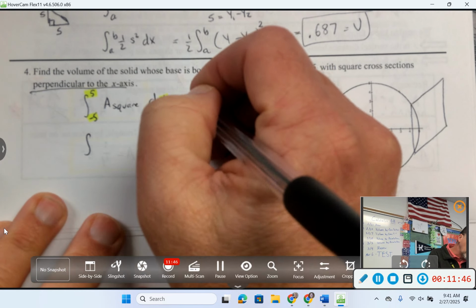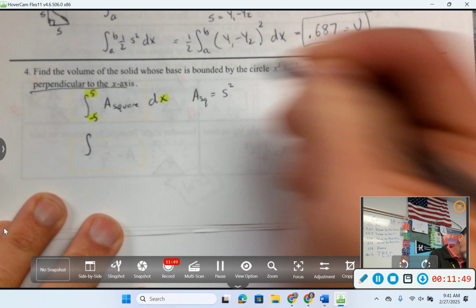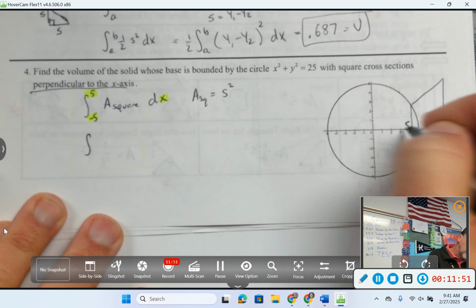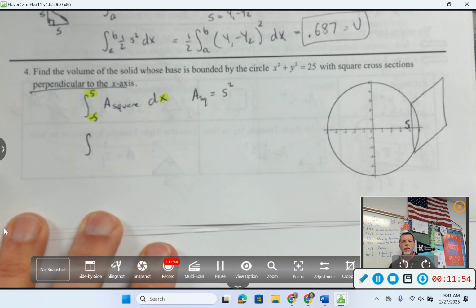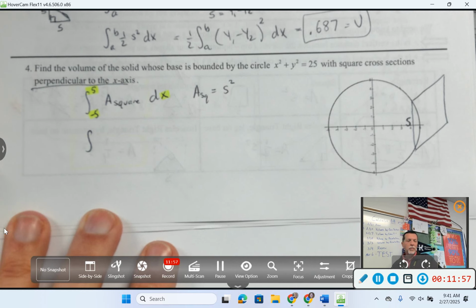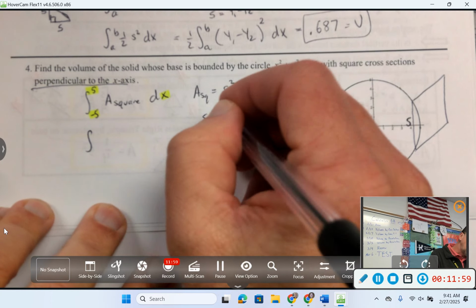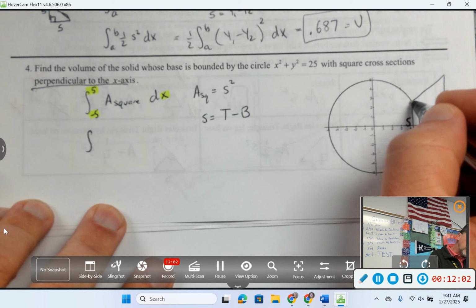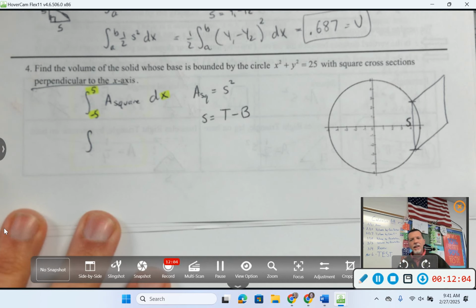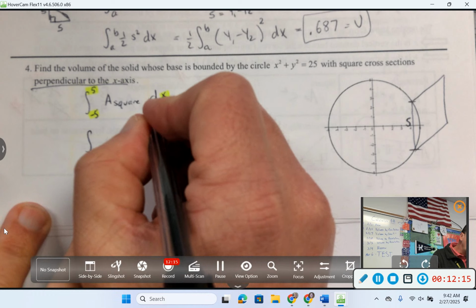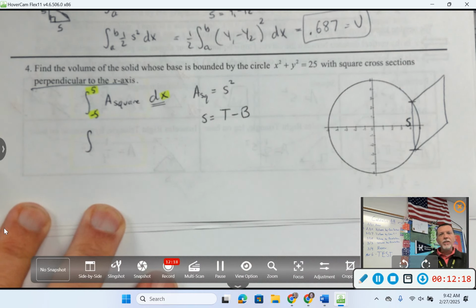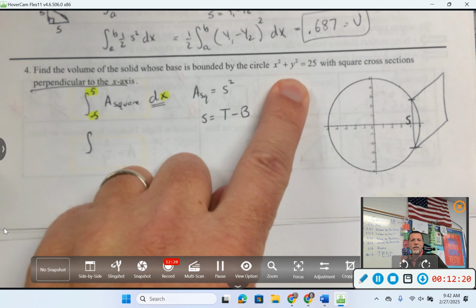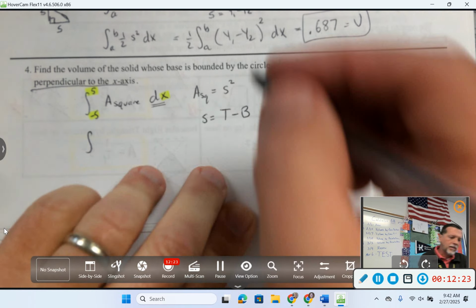Okay, I know what the area of a square is. That's side squared, where there's my S. But the reason this problem is on here: S is top minus bottom, but that's like one equation. The top and the bottom are the same equation. So something weird is going on here. If I'm doing a dx problem, I need an equation that only has x in it. So I need to solve this for y so that I get an equation with x.